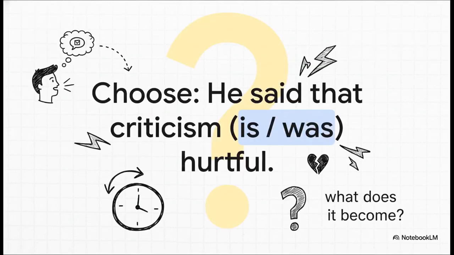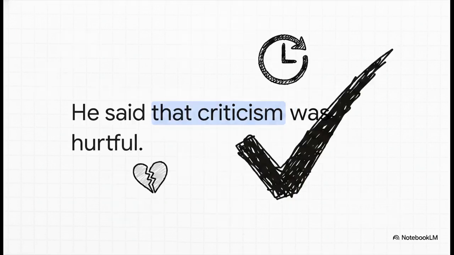Nice one. Okay, next one. He said that criticism is or was hurtful. The original statement was in the present simple, so what's it going to become? That's right, it's was. The direct speech was, criticism is hurtful. Present simple takes one step back to past simple. You are definitely getting the hang of this.